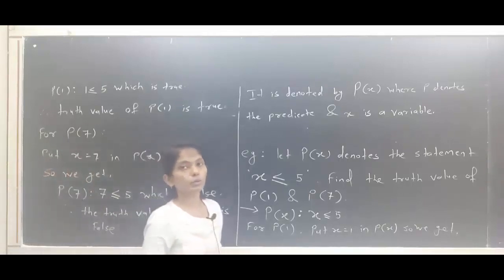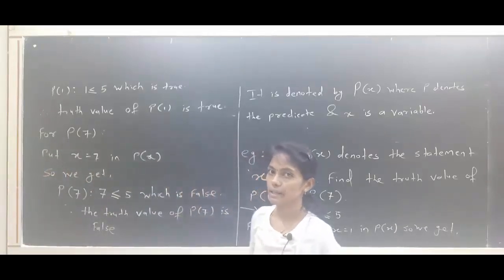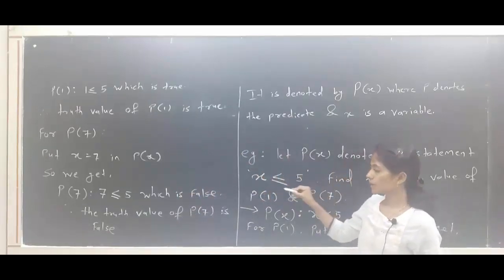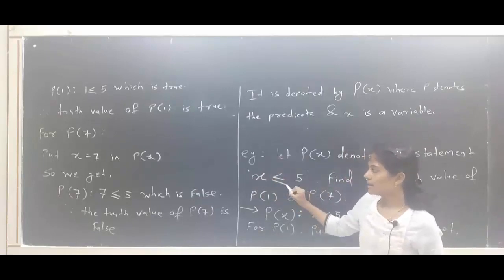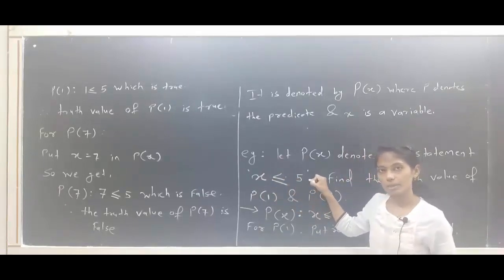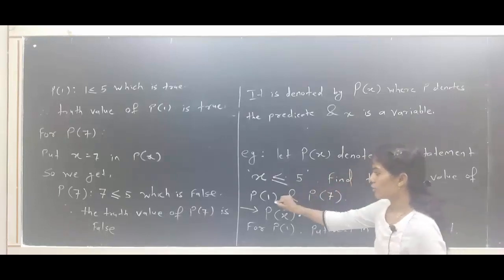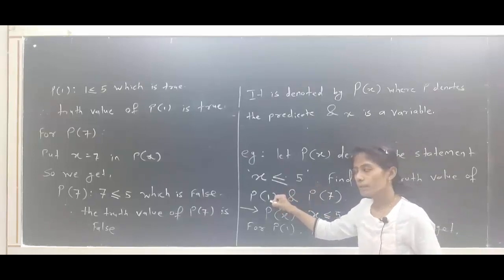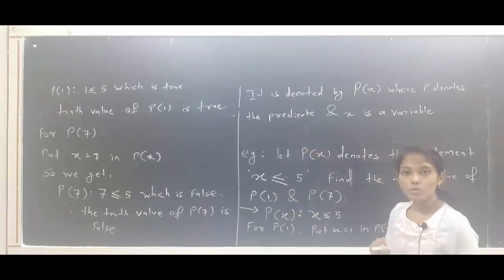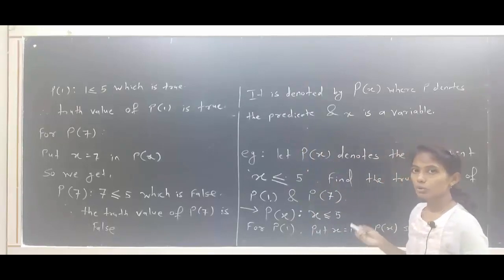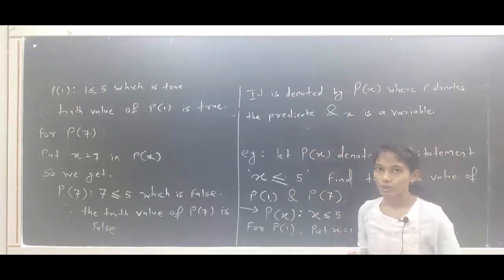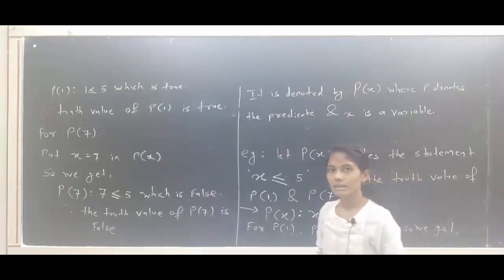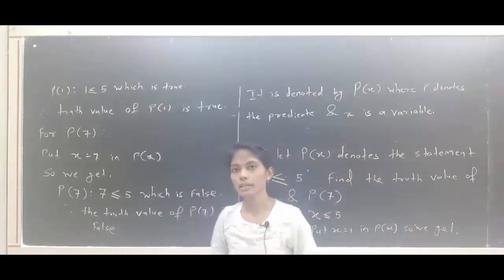Get it? How to find the truth value of a predicate. Here the predicate X is less than or equal to 5 is given, where X is the variable. For finding the truth value of P of 1 and P of 7, first of all we substitute X equals 1 and check whether it is true or false. If it is true, then its truth value is true. If it is false, then the truth value is false. Similarly for P of 7.